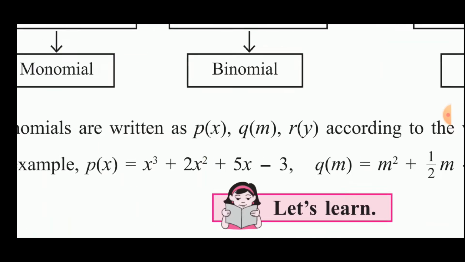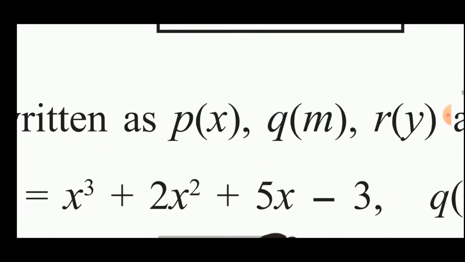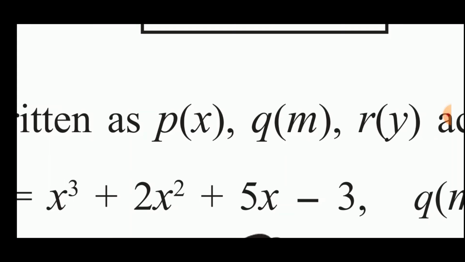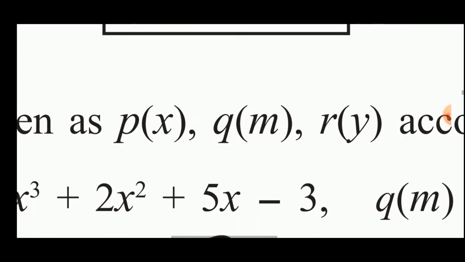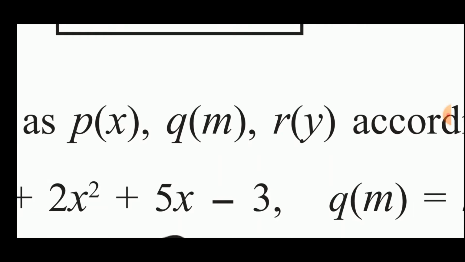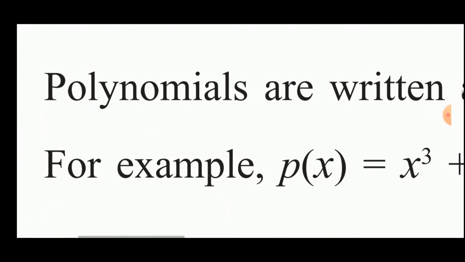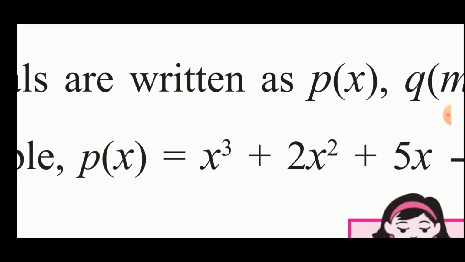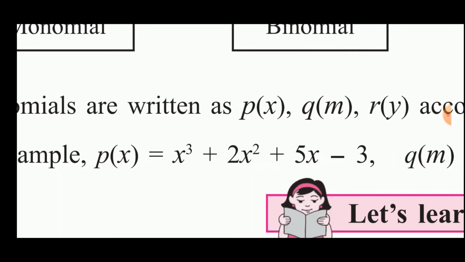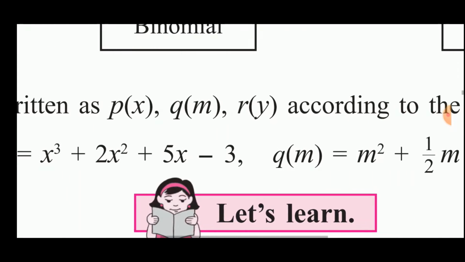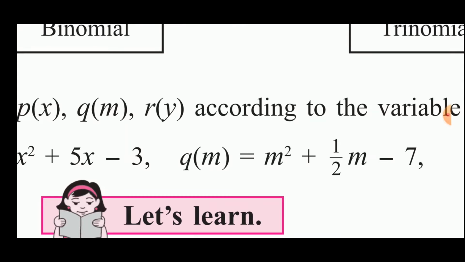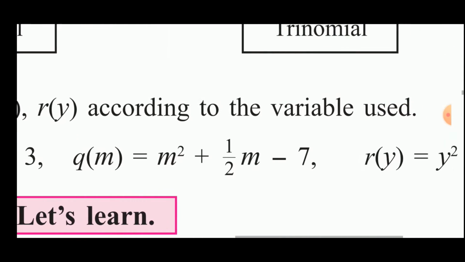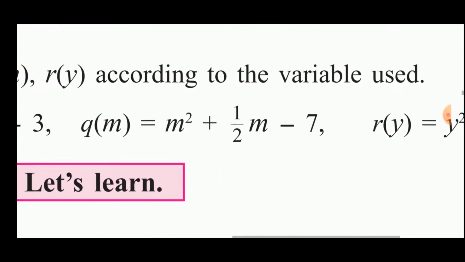Now these polynomials are written as p of x, or you can use any letter of the alphabet in small case. So q of something, and whatever variable is there, that variable is written down in the bracket. R is a function of y. So accordingly, for example, p is a function of x, because this polynomial is in the variable x. So p of x is x cube plus 2x square plus 5x minus 3. q of m is m square plus half m minus 7. r of y is y square plus 5.